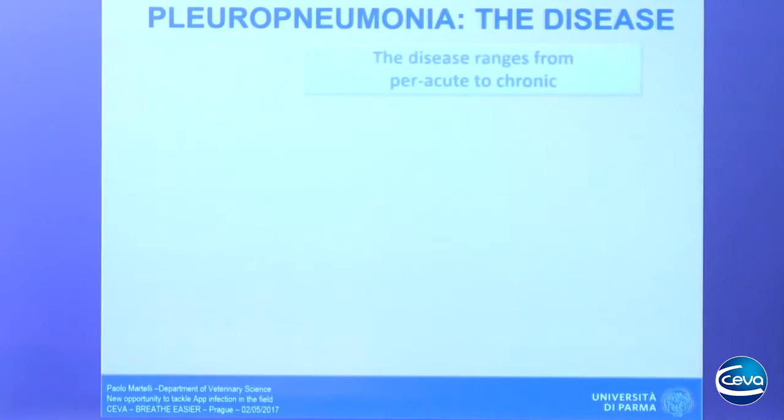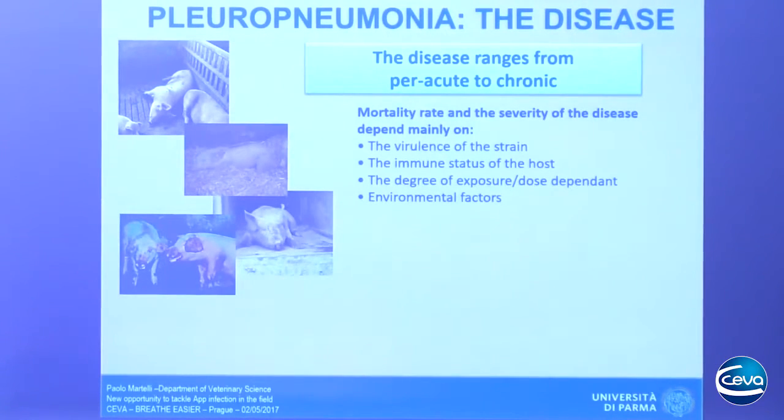So colonization, tissue damage, persistence. And the last point of this brief introduction is the disease, okay? Range from peracute to chronic. Okay, you very well know, and I want to remind you that mortality rate and the severity of the disease is related to the virulence of the strain, to the immune status of the host, and to the degree of the exposure, because it's also dose dependent. As expected, being a respiratory disease, the environment is always very, very important.